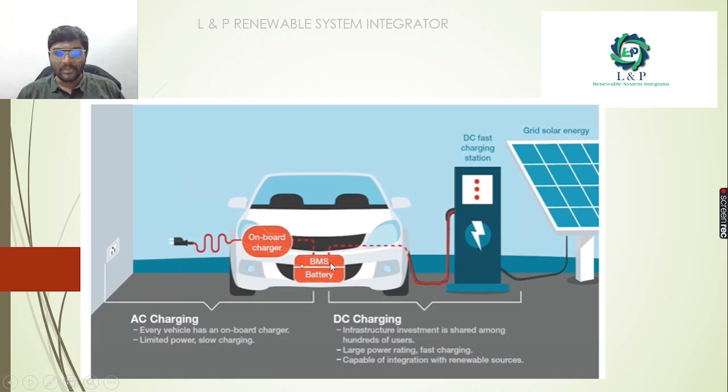See here, this is an example. We have a BMS and we have a battery. Through the DC charging, we can directly charge our batteries, so we are using DC fast chargers. Through solar also we can charge our battery at a fast rate. If you have an on-board charger, through the AC charging methods also we can charge.